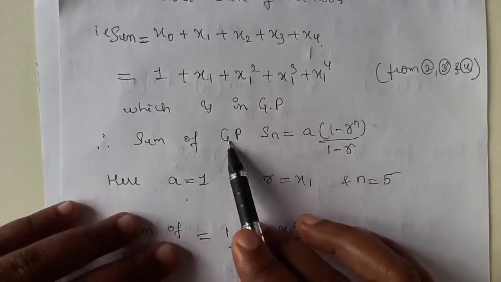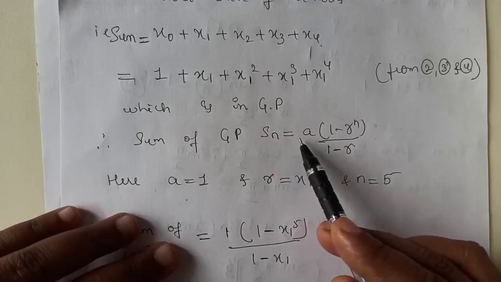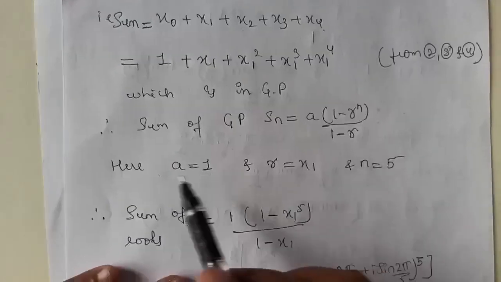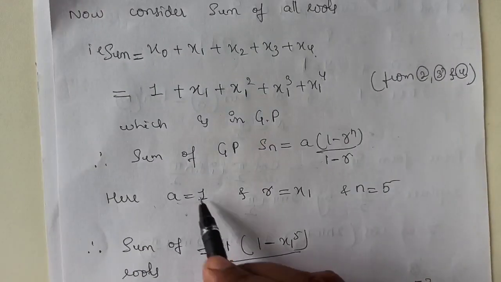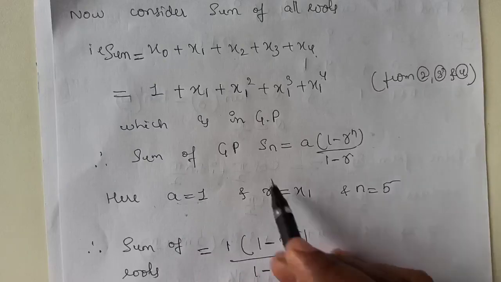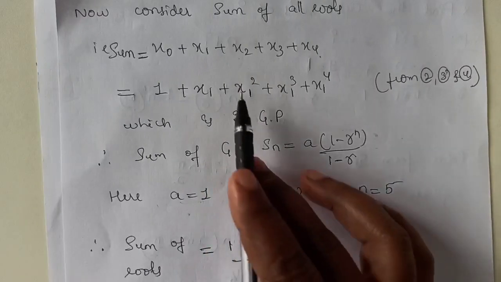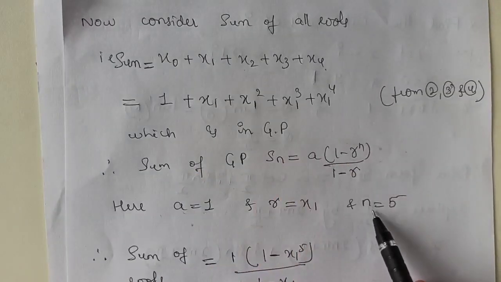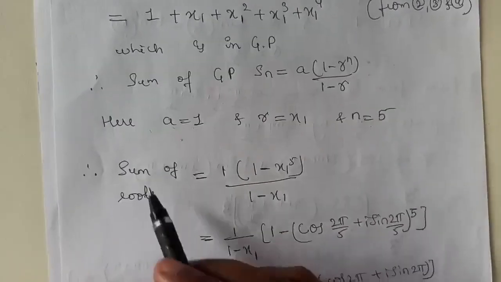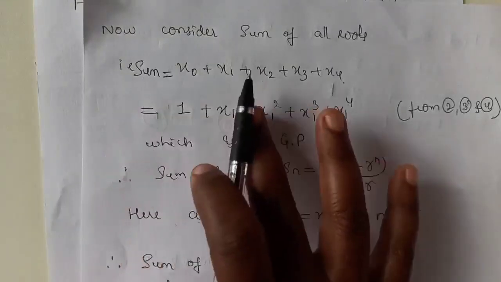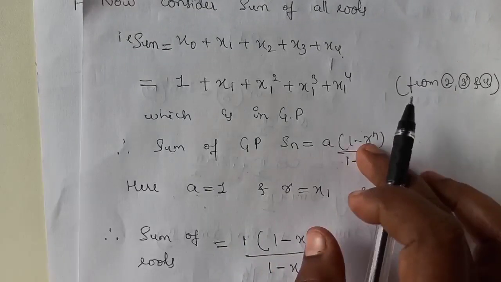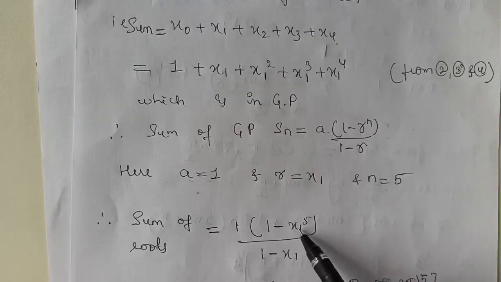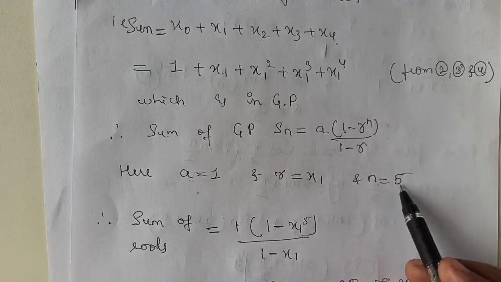We use the sum of the GP formula, that is Sn equals a into 1 minus r raised to n divided by 1 minus r. So here in this case, a is equal to 1, the first term is 1, the common ratio is x1, and the number of terms is 5: 1, 2, 3, 4, 5. So n is equal to 5.